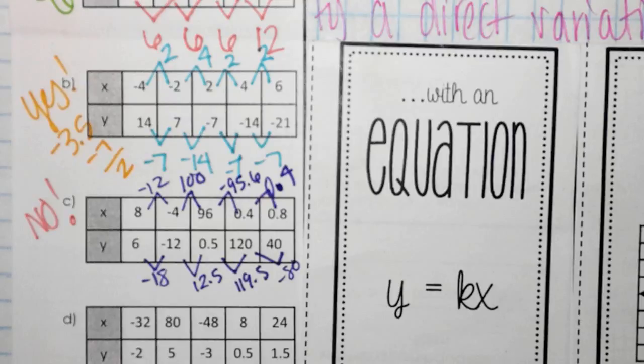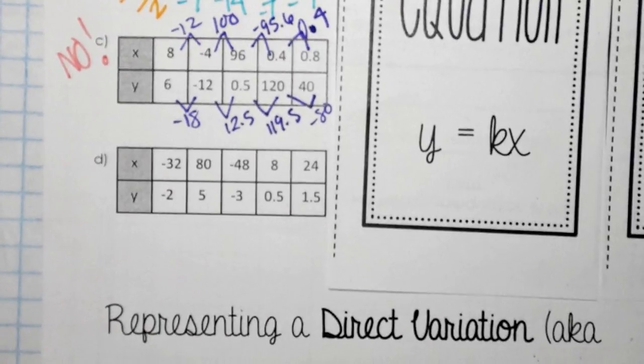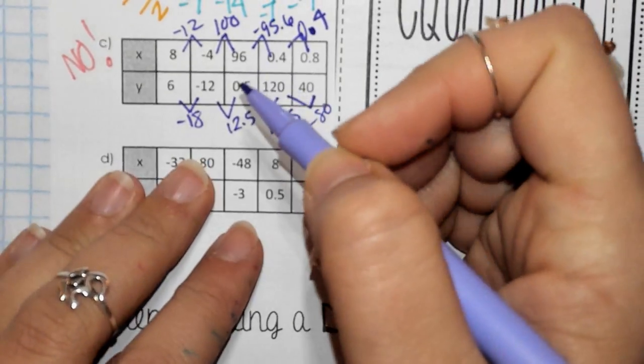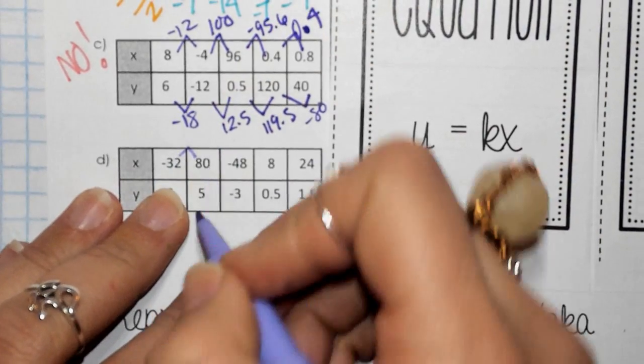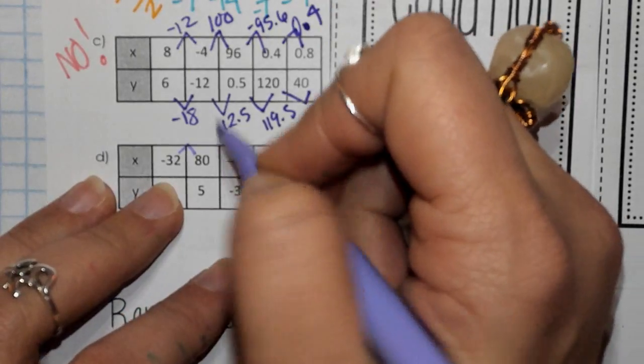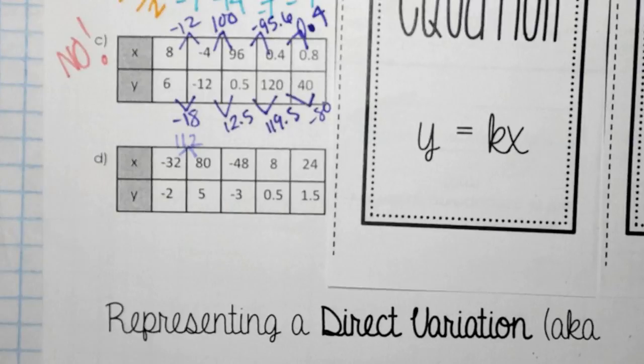But we're going to check D. I want you guys to subtract D without me. I want you guys to do the X and then the Y, and then we're going to divide together. What did we get for, I'm going to do this in light purple, 80 minus negative 32? Positive 112, because we increase.